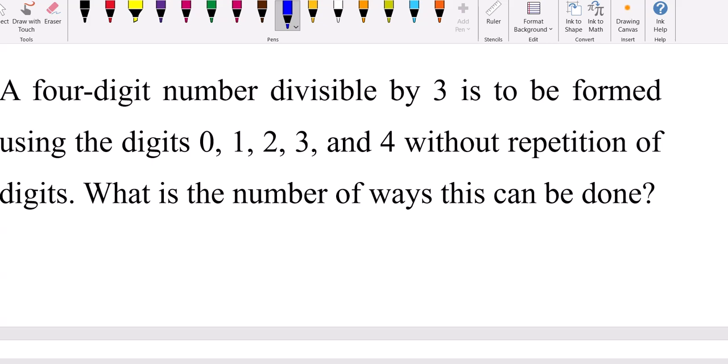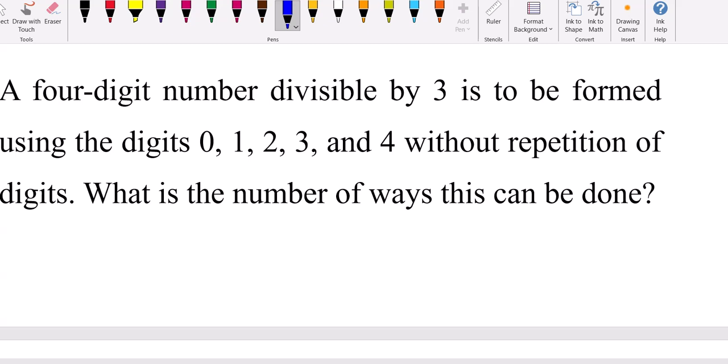Everybody try this question now. A 4-digit number divisible by 3 is to be formed using the digits 0, 1, 2, 3 and 4. I've given 5 digits, but you need to create only a 4-digit number, with the condition that it should be divisible by 3. What you have to do first is pick the 4 digits so that the summation should be divisible by 3. First create that.